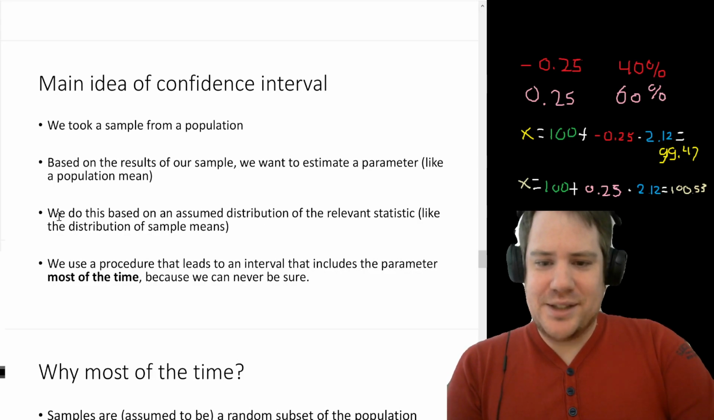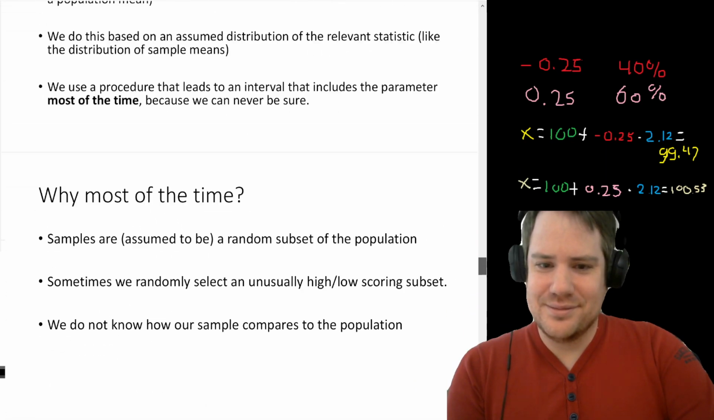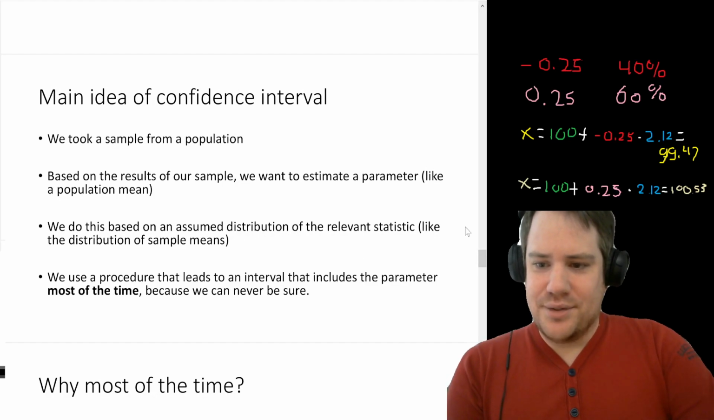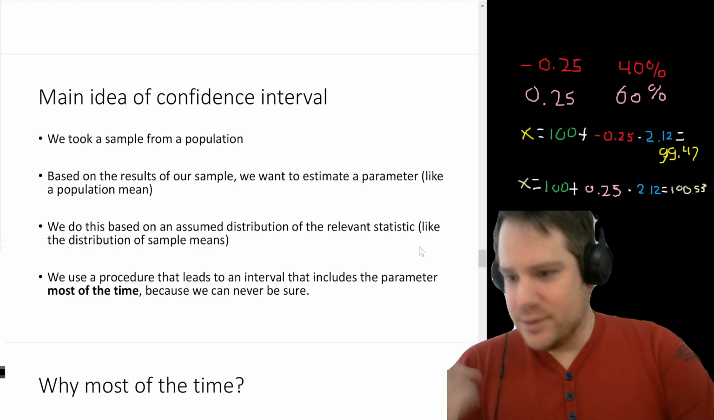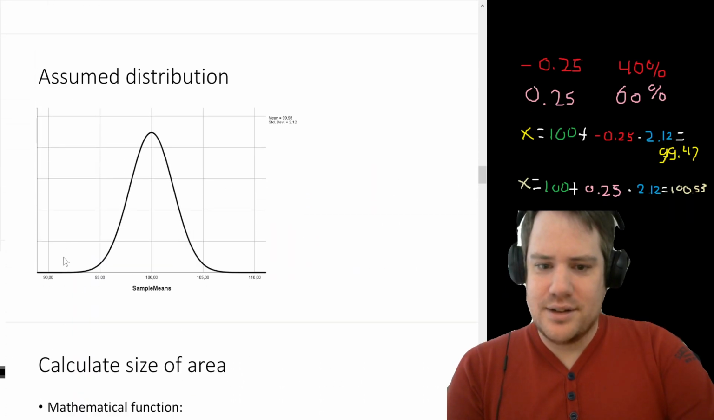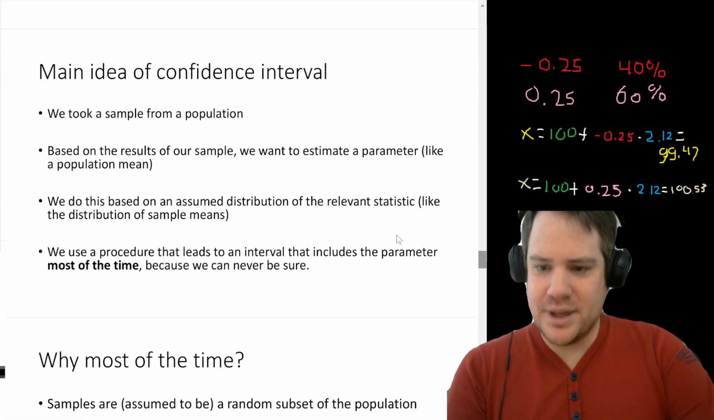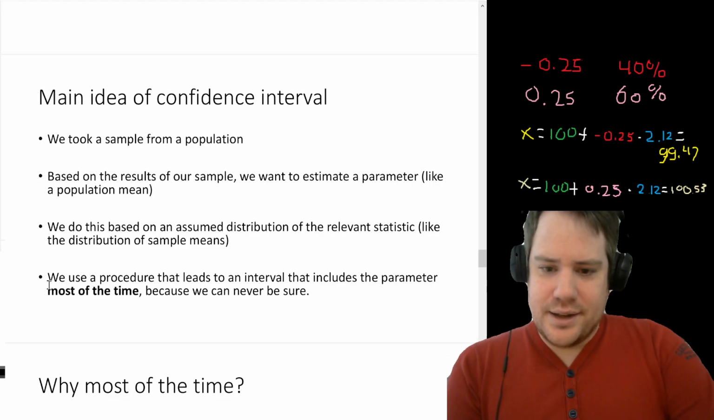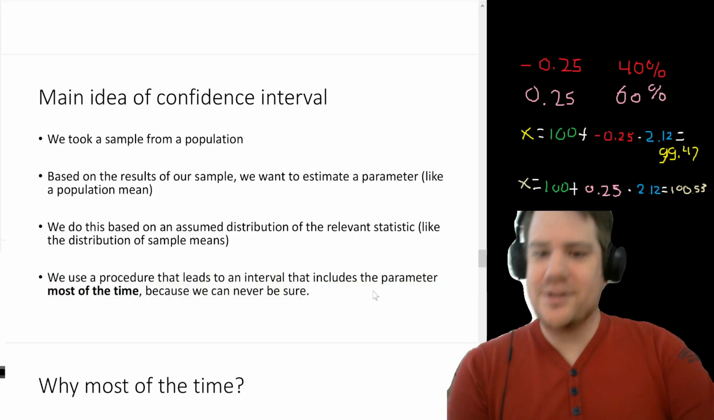So we do this based on an assumed distribution. There it is again. An assumed distribution of the relevant statistic. So for example, like we saw here, the assumed distribution of the sample means. We use this to our advantage to estimate where the population mean could be. And we use a procedure that leads to an interval that includes the parameter most of the time, because we can never be sure.